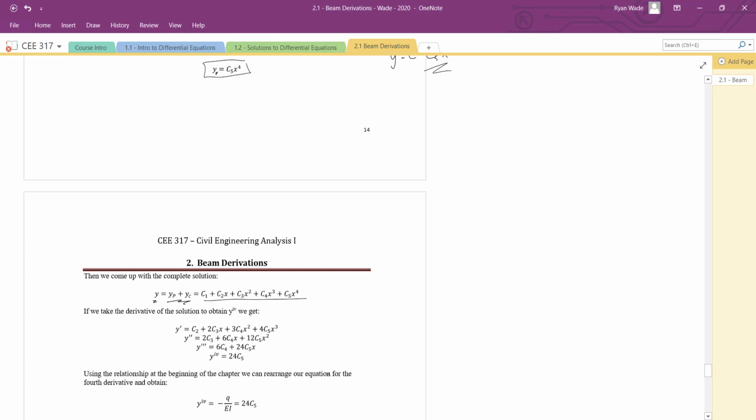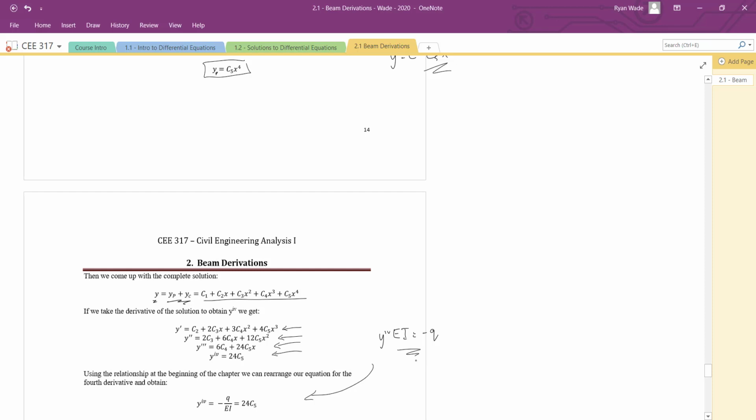If we take the derivative of that 4 times, what we end up with is that y prime is equal to that, y double prime is that, y triple prime is that, and y to the 4th prime is equal to that. Now, if we go back to the beginning where we said y to the 4th prime times the stiffness is equal to negative q, q is a known, we can rearrange this equation and then plug it back into here.